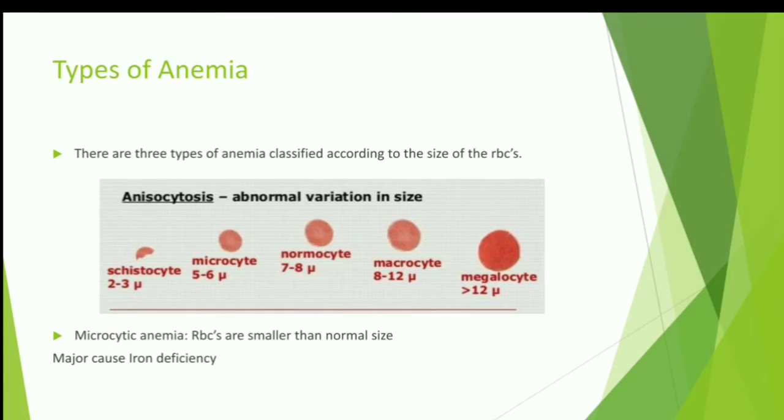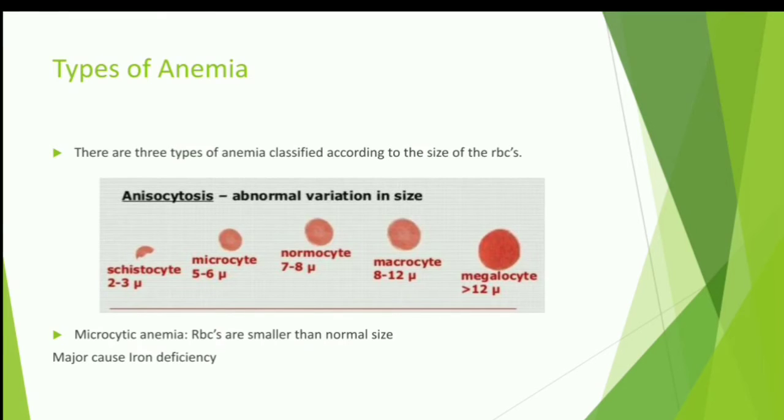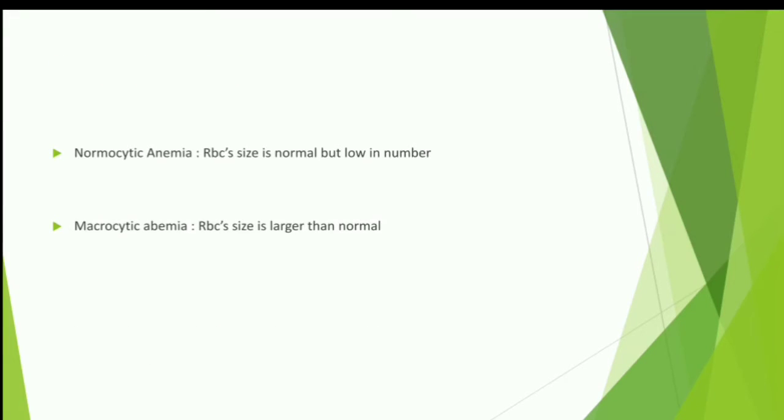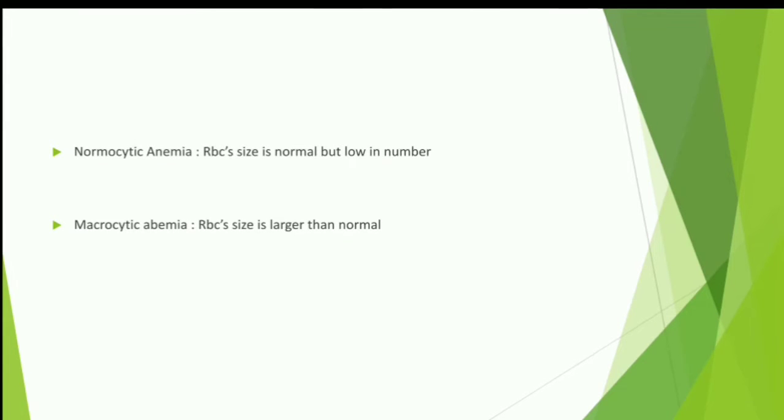Now let's take a look at the types of anemia. There are three types of anemia classified according to the size of RBCs. The types are microcytic anemia, or we can say iron deficiency anemia. In this case, the RBC size is smaller than the normal size. After that, we have normocytic anemia. In this, the RBC size is normal, but they are low in number. After that, we have macrocytic anemia. In this, RBC size is much larger than the normal RBC size.